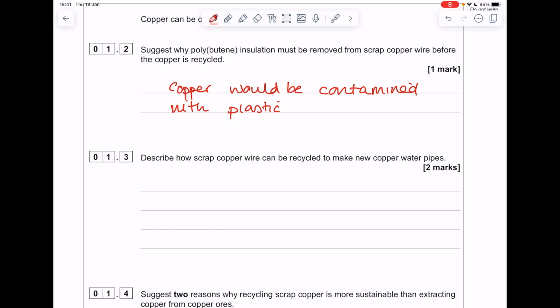Describe how scrap copper wire can be recycled to make new copper water pipes. So we have copper wire, we need to turn it into copper piping, so we need to melt the copper and reshape or remold into copper water pipes.